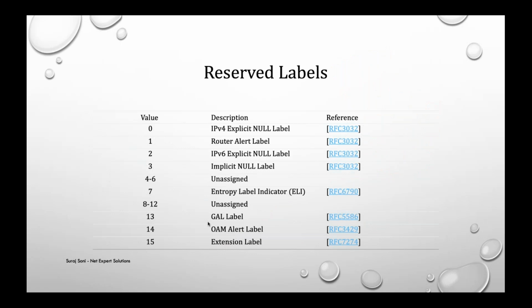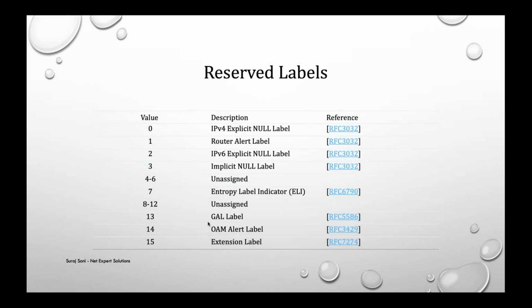So we have 0, which is reserved for IPv4 explicit null label. I will explain which label is used for which purpose. 1 is reserved for router alert label. 2 is reserved for IPv6 explicit null. 3 is implicit null. 4 to 6 we don't use, nor do we use label 7. 8 to 12, 13, 14 we use if we are using OAM tools. OAM is your operation administration maintenance tool.